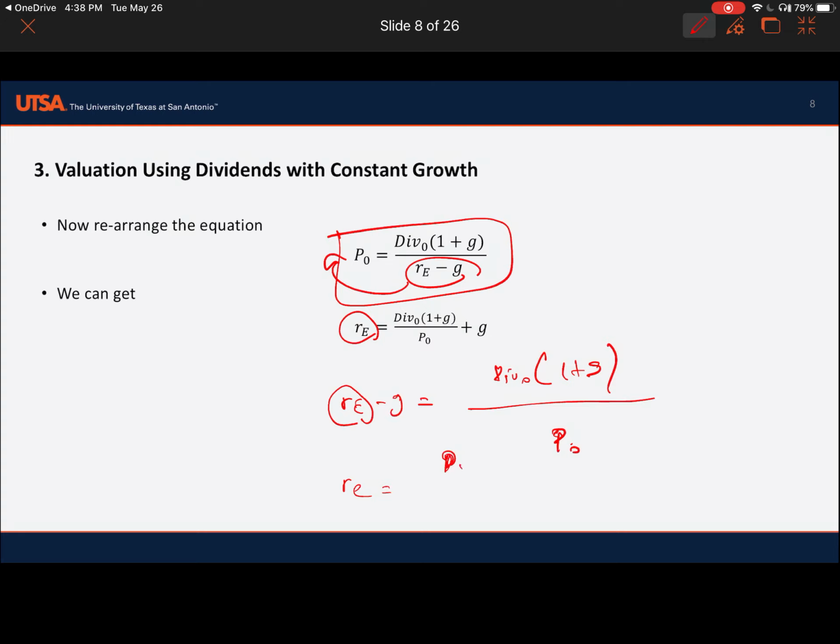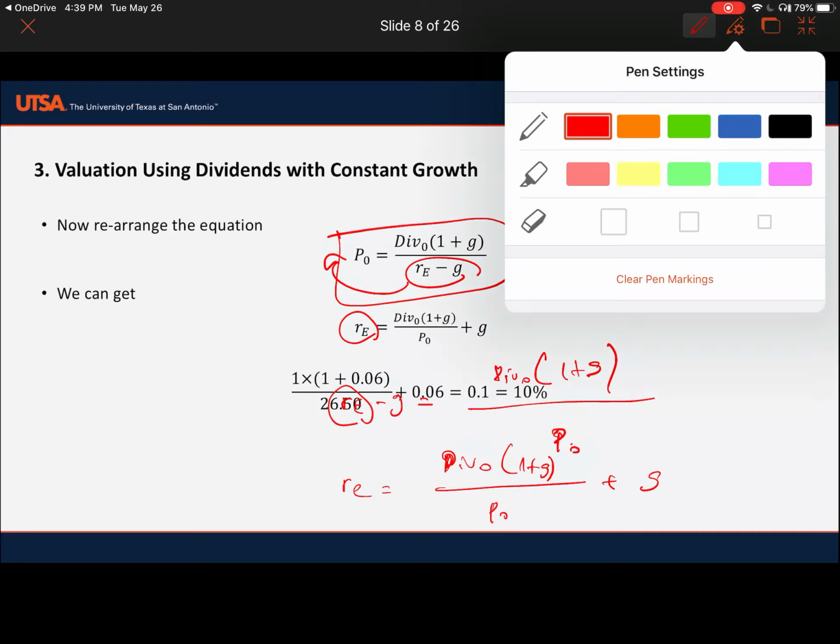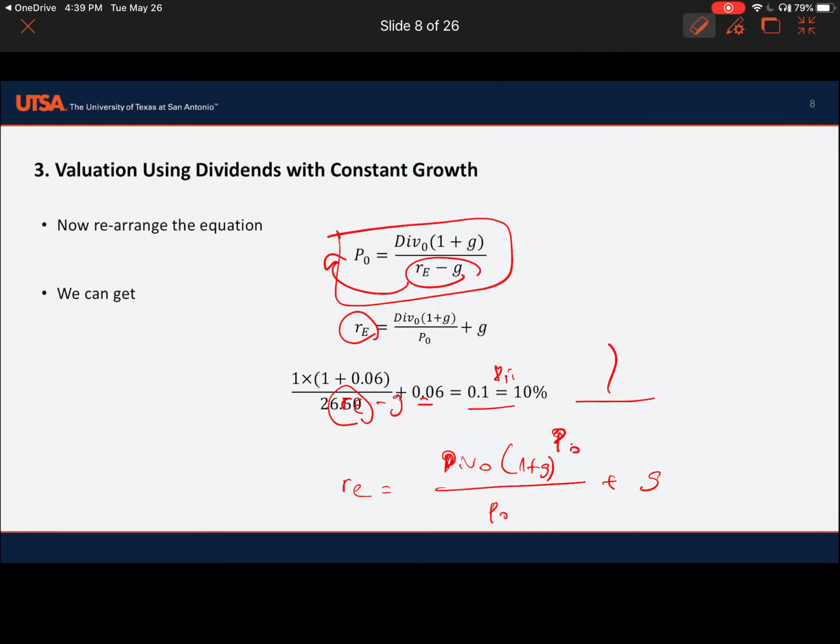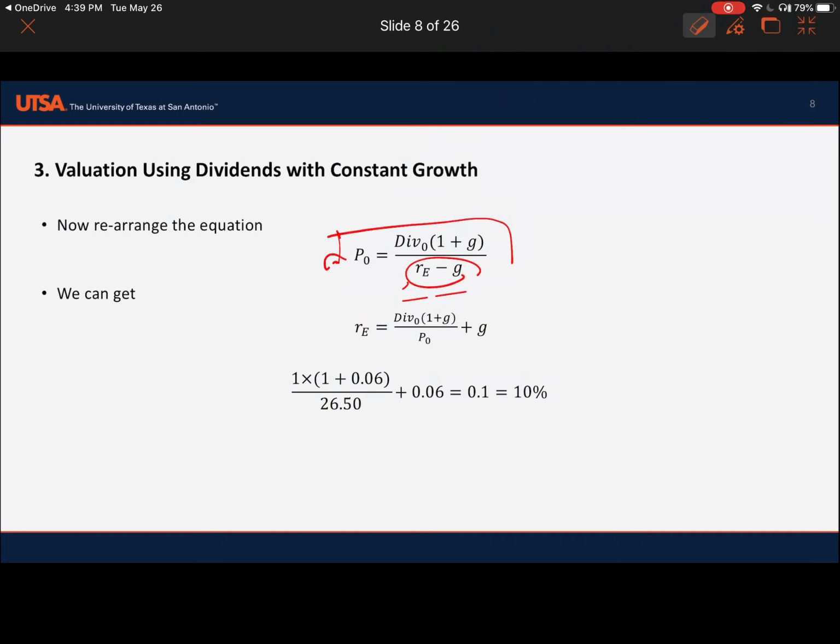Dividend at time 0 multiplied by 1 plus G, over P0, plus the growth rate. So this is the calculation. We have a dividend payment of $1 at time 0. The growth rate is 6%, divided by P0. This is the price at time 0 plus the 6% growth rate, which equals 10%. 10% is the RE, the cost of equity.